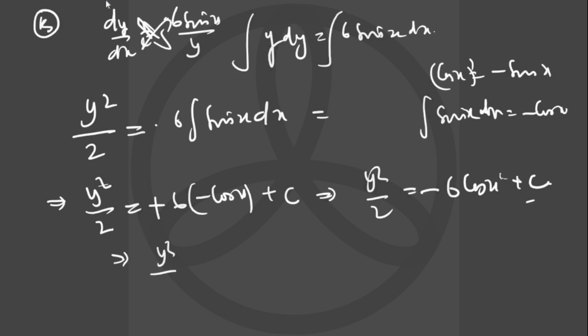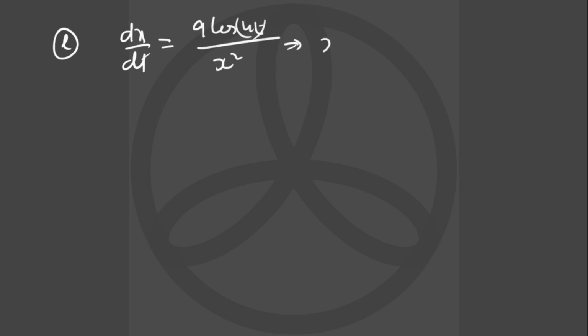We can write y square divided by 2 is equal to c minus 6. Now dx/dt is equal to 9 cos 4t divided by x square, so x square dx is equal to 9 cos 4t multiplied by dt. This can be written as this. Now x is clubbed with x and t is clubbed with t, so we will have ease in integrating these two equations. So we can write here.